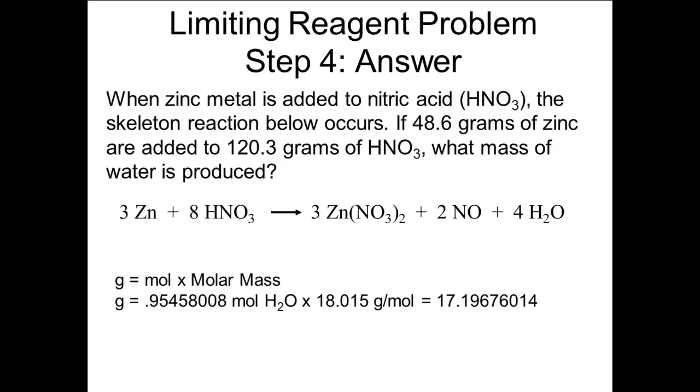Since the molar mass of HNO3 is good to 4 sig figs, so is our answer, 17.20 grams of water. Note that, even though the number of sig figs in the mass of zinc is only 3, 48.6 grams of zinc, we use 4 sig figs because we did not use the mass of zinc to determine the amount of water we finally got. We use the mass of HNO3.